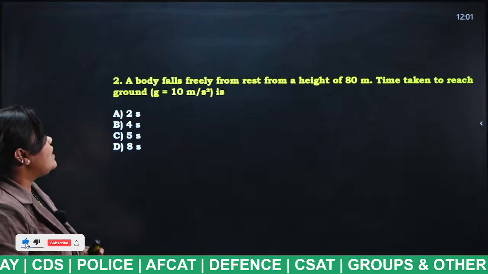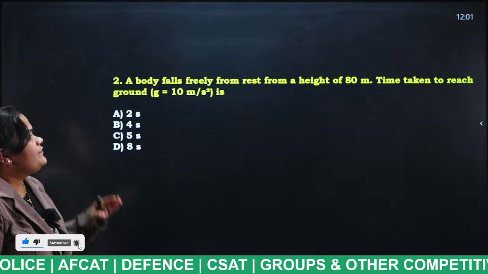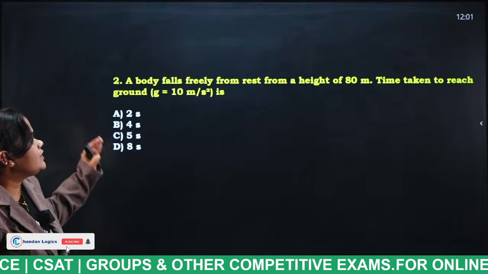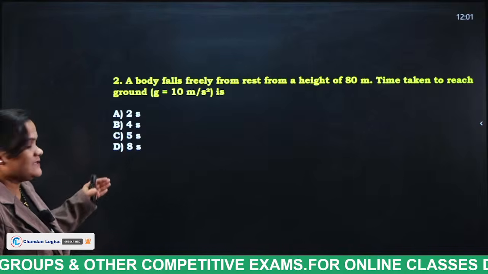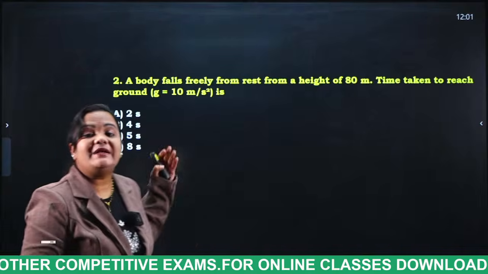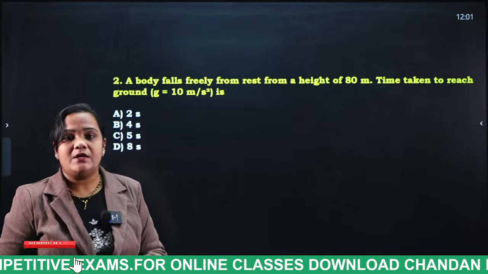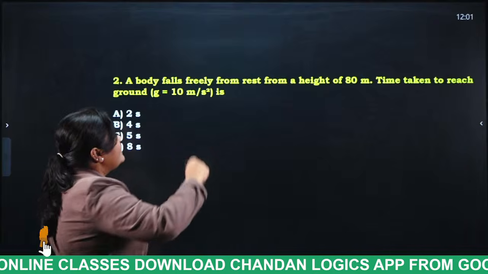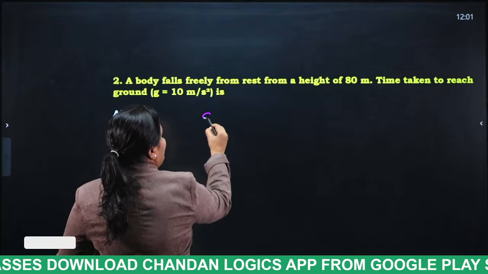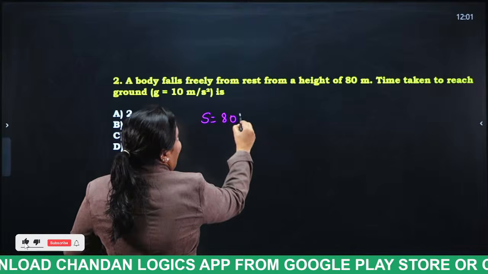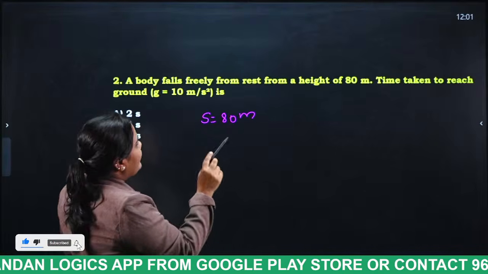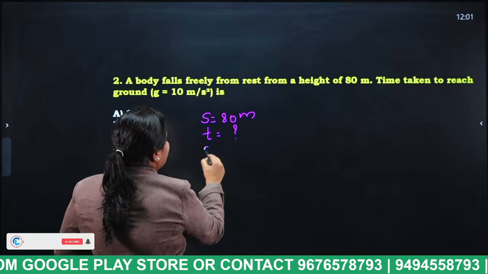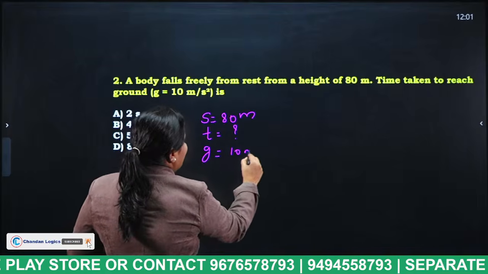A body falls freely from rest from a height of 80 meters. The time taken to reach the ground, with g = 10 meters per second squared, is? This is also a problem related to those three formulas only. Try to solve this problem also, students. What are the given values here? S = 80 meters, and we have to find the time taken to reach the ground. They have given acceleration due to gravity as 10 meters per second squared.